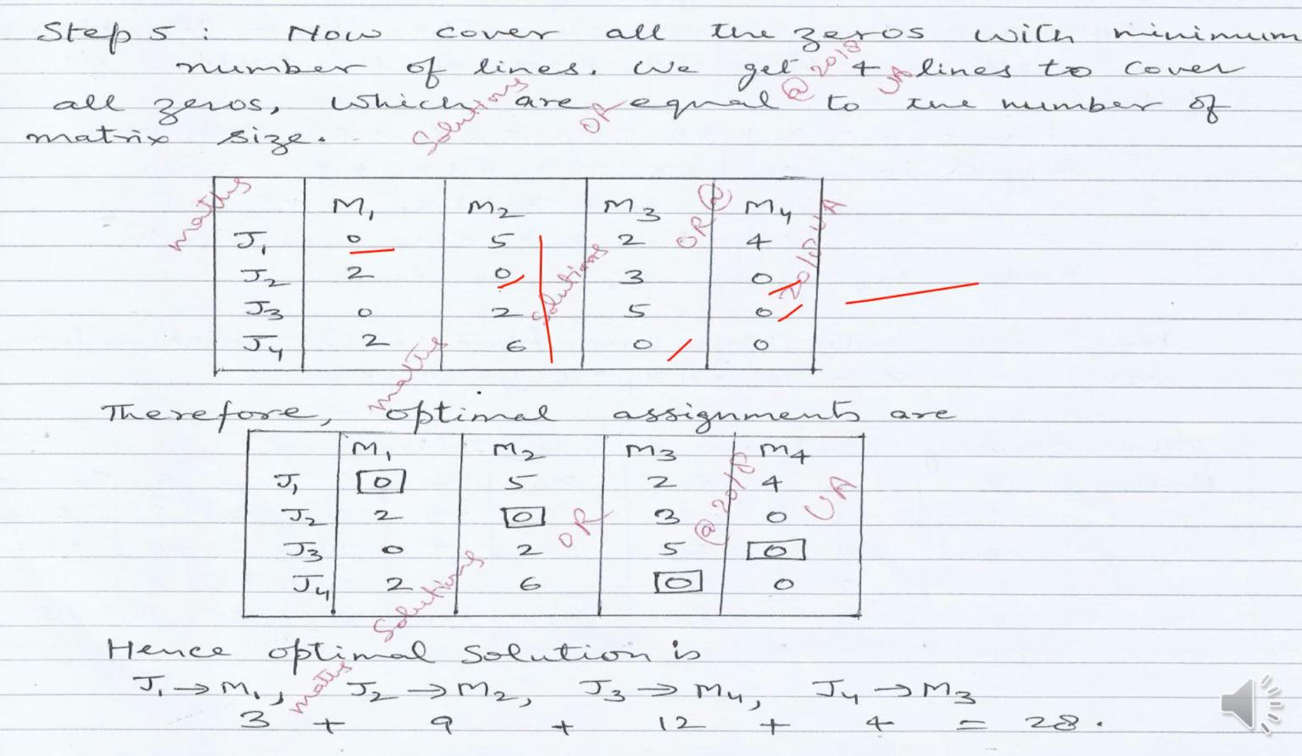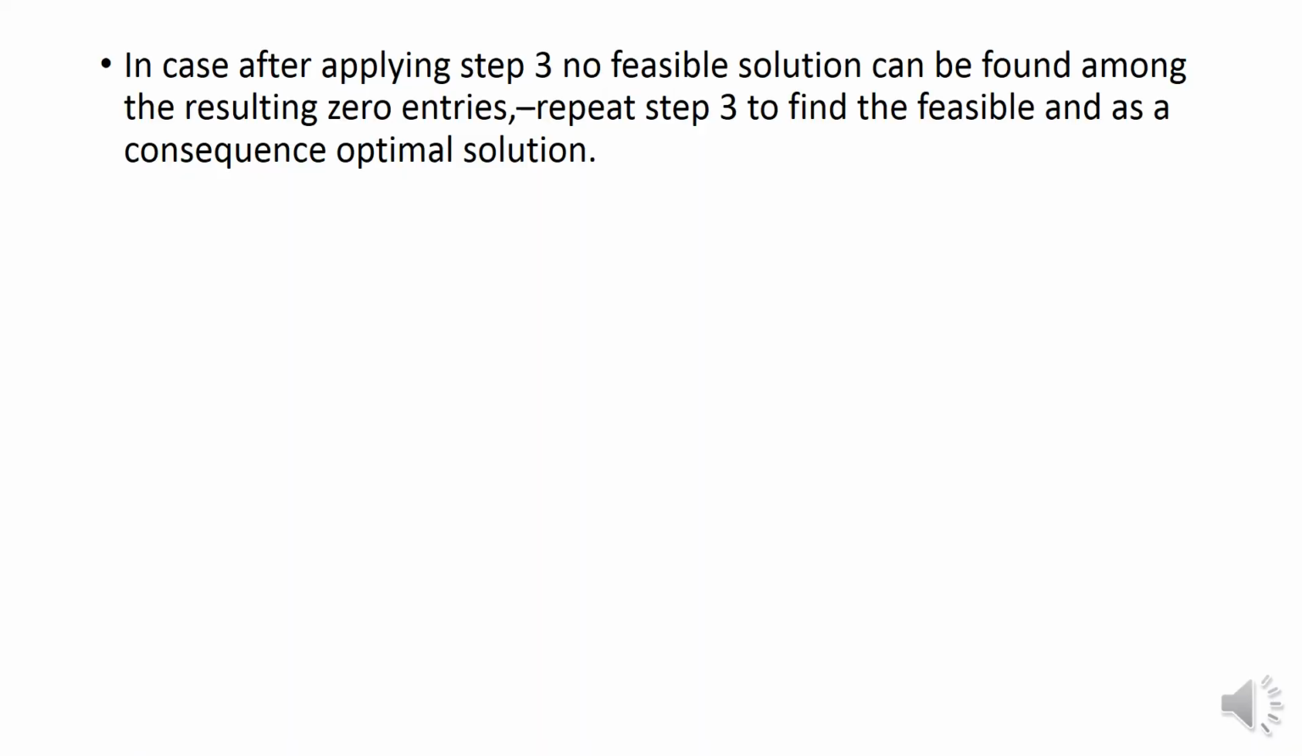Now we take the costs, or time, whatever, in this question time is there, so we will add these elements' times. We have covered these elements by squares and add them, it comes to 28. So this is the solution of this problem, that we have assigned J1 to M1, J2 to M2, J3 to M4, J4 to M3. Here we got the feasible solution. After applying step 3, because we got the feasible solution, we found the optimal solution also, which is 28.